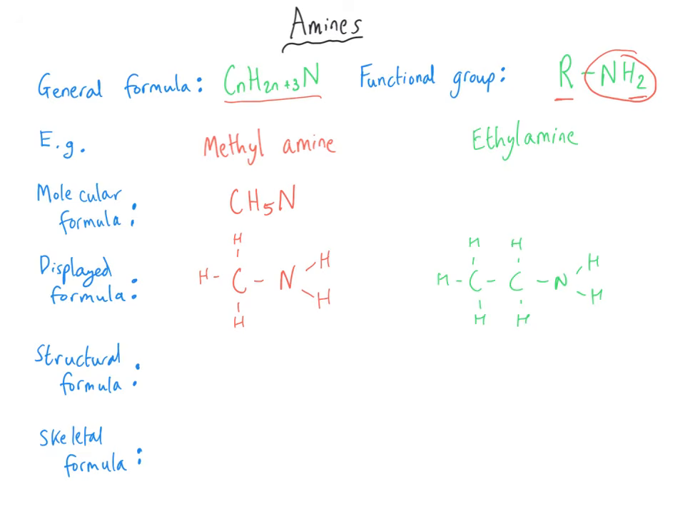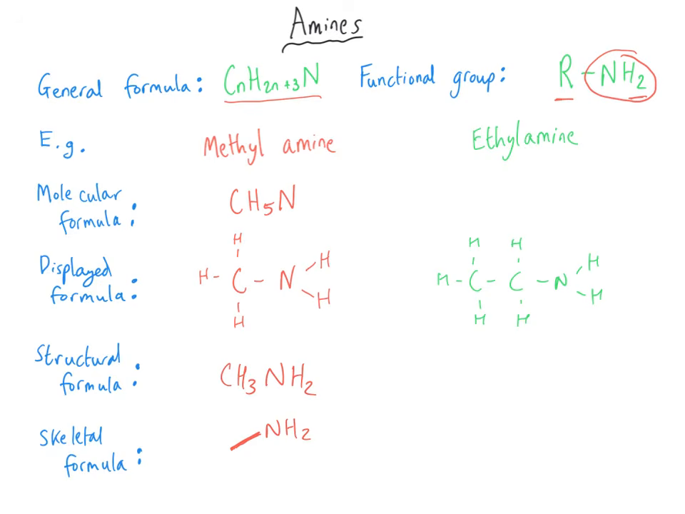So if we have a look first of all at methylamine: C, double it makes 2, add 3 makes 5, and then N is the molecular formula, and then the displayed formula is shown. The structural formula is CH3NH2. Now the skeletal formula, what's a bit weird is that the skeletal formula for a methyl group is a dot, because there's only 1 carbon. You're not even connecting anything together. But we do need to connect it to the nitrogen, so NH2 on there. So this is the skeletal formula for methylamine.